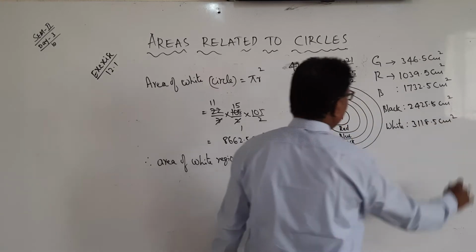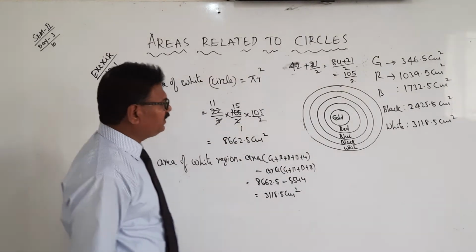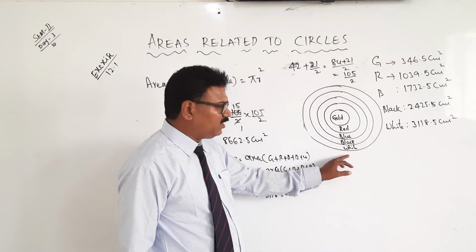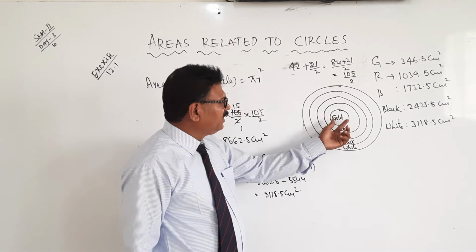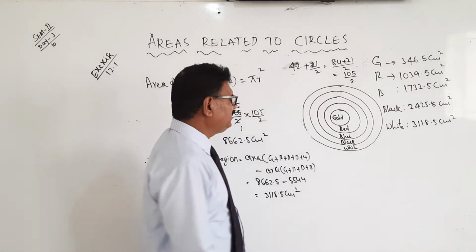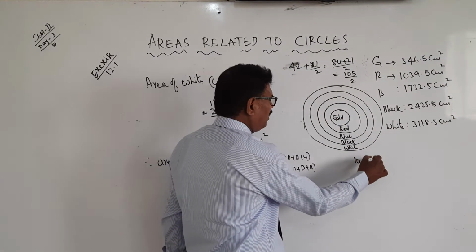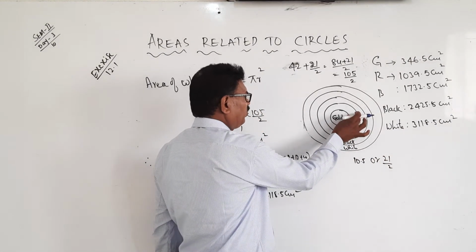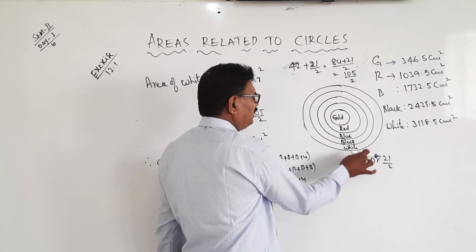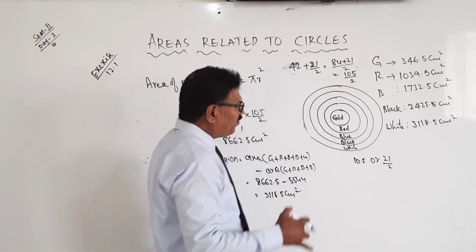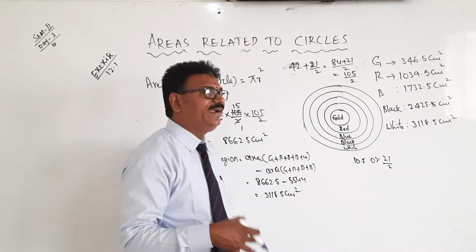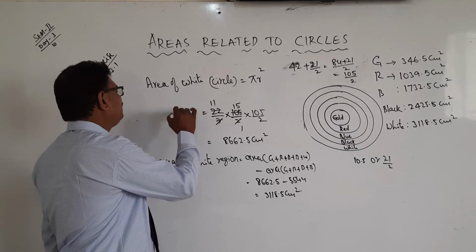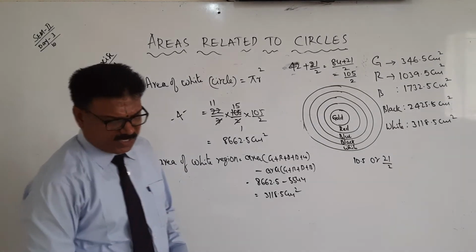Okay. Therefore, white is how much? 3011.85 centimeter square. So one more time you can see there are 5 circles: gold circle, red circle, blue circle, black circle and white circle. First we found gold. Every circle the width is 10.5, so 10.5 is increasing. Here also 21, here also 31.5. That means 10.5 only is increasing. Therefore, for every circle we are adding 10.5 and we are making it like this. Did you understand? So if this problem comes, it will be a 4 marks problem. Okay? Right.